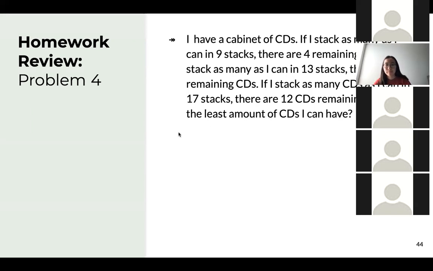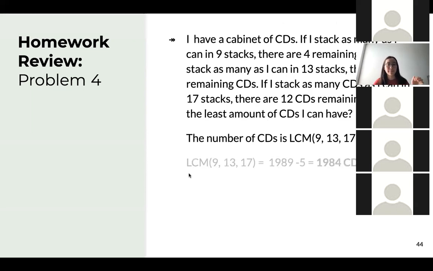Nobody? Okay, so the pattern here is that the number of CDs remaining is always 5 less than the number of stacks. So you find the LCM of 9, 13, and 17, and then you subtract 5 from that. So that would be 1,989 minus 5, which is 1,984 CDs.